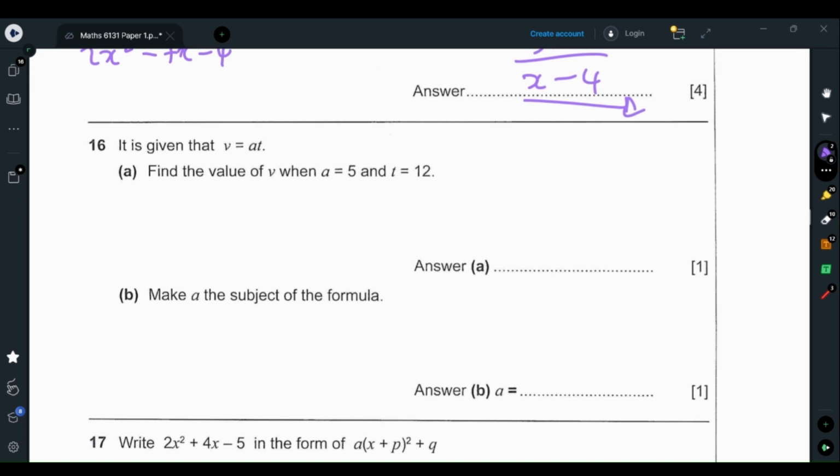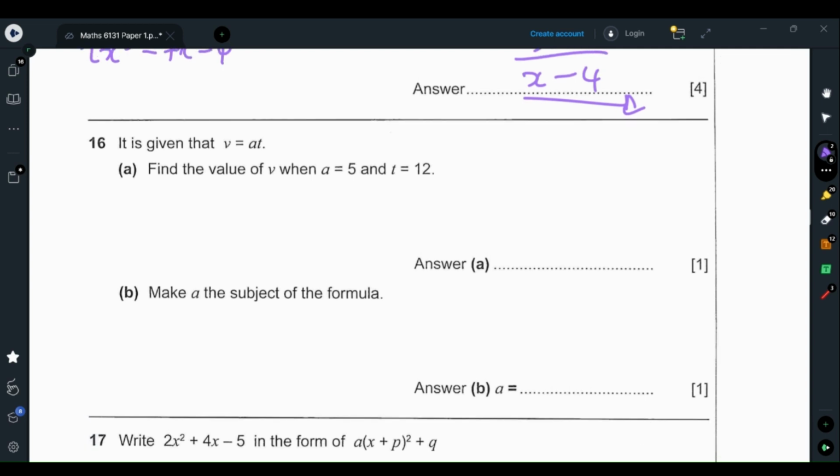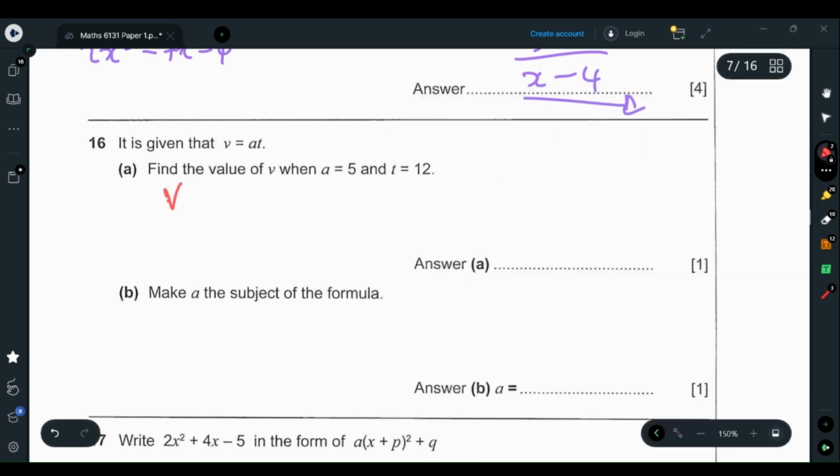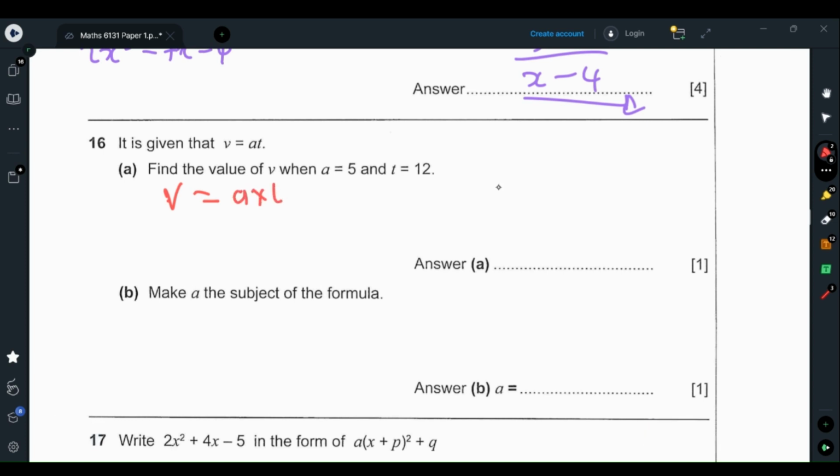Question 16. Find the value of v when a is equal to 5 and t is equal to 12. So v is equal to a times t. A is 5, so where there's a, put 5. Where there's t, put 12. 5 times 12 gives us 60.